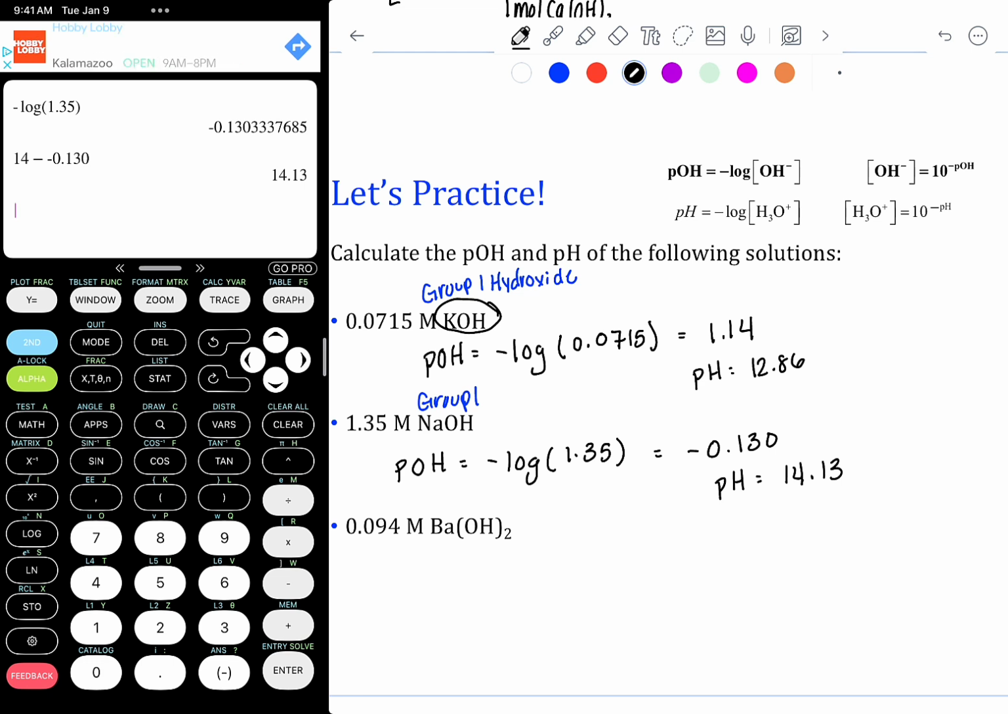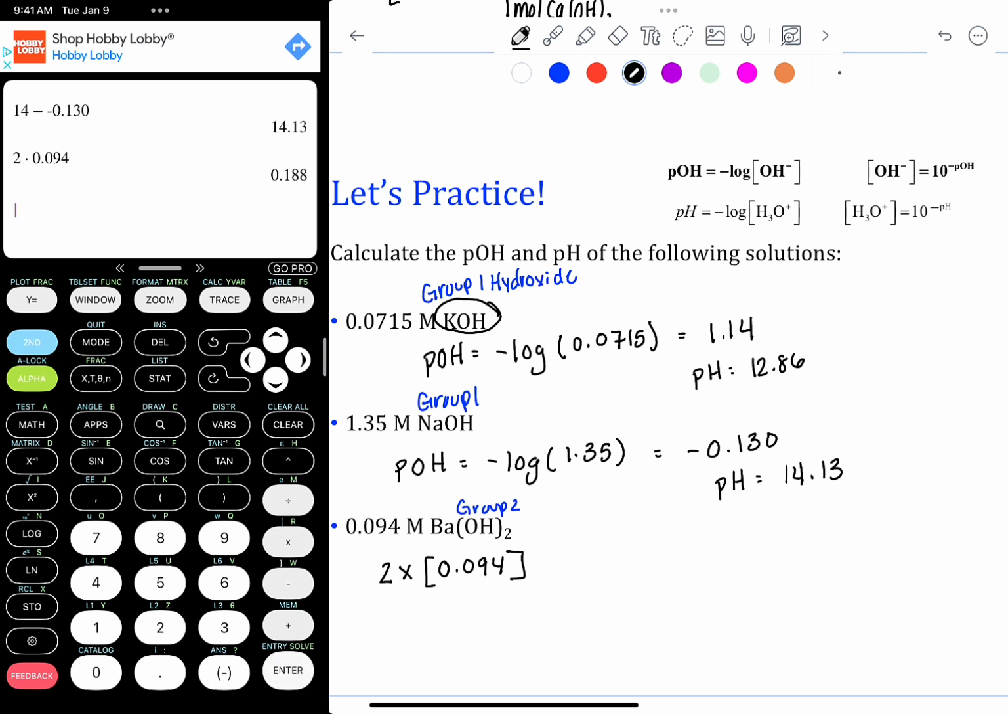Finally, we have barium hydroxide, which is a group 2 hydroxide. So what we need to do is take the concentration of the barium hydroxide and multiply it by 2 to account for stoichiometry. So we take that 0.094 and multiply it by 2 before we plug it in. So we're going to do 2 times 0.094, and we get out that the concentration of the OH minus is actually equal to 0.188 molar.